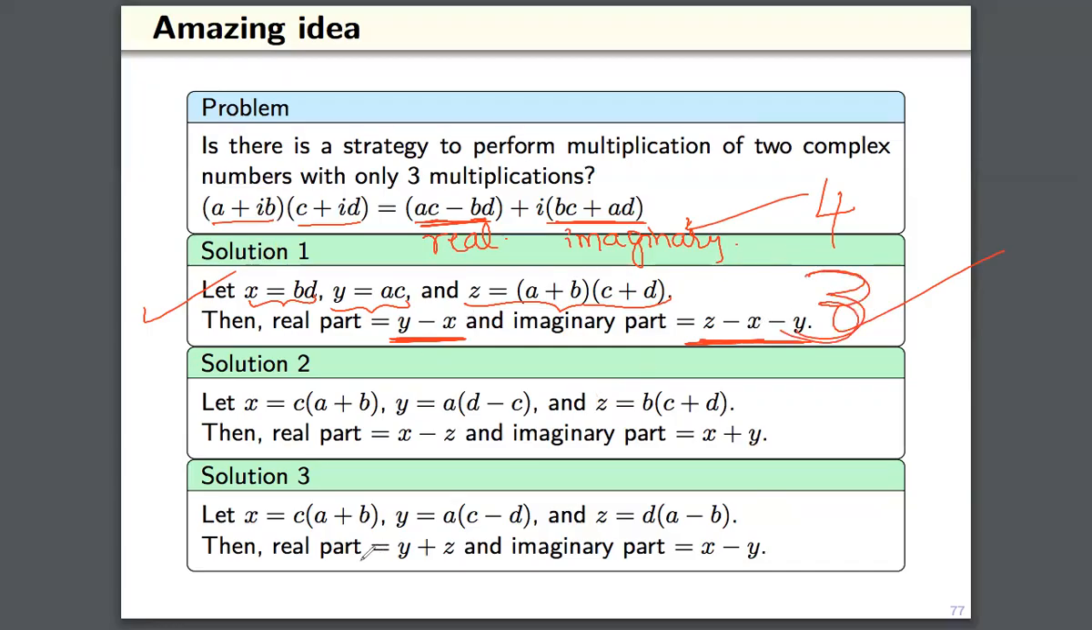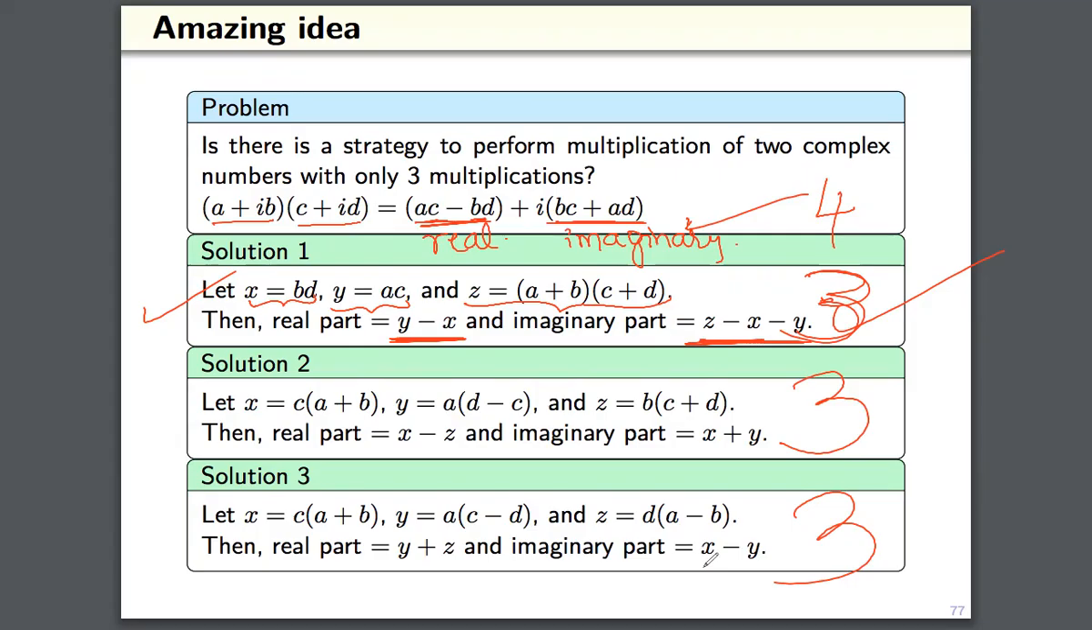So if you use this idea, we can multiply two complex numbers using only 3 multiplications, not 4, just 3 multiplications. And this is not the only idea, right? There are many more. This is another solution. This is another solution. All these solutions use only 3 multiplications and not 4 multiplications.